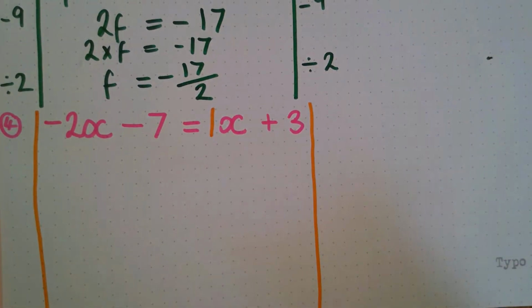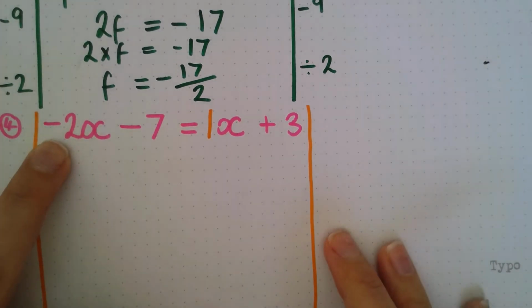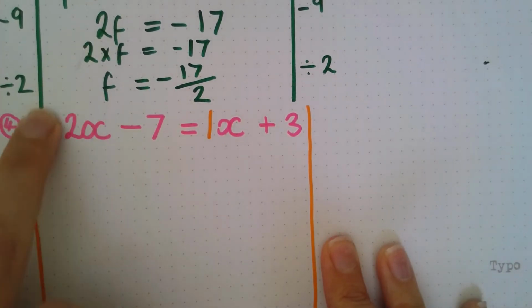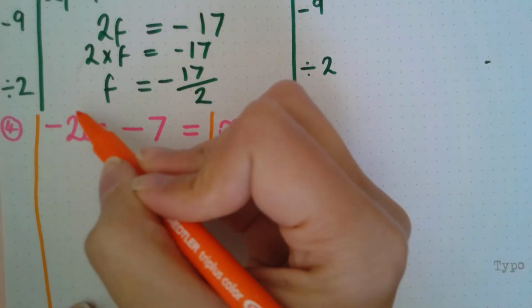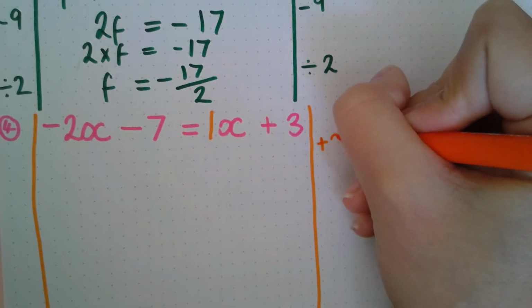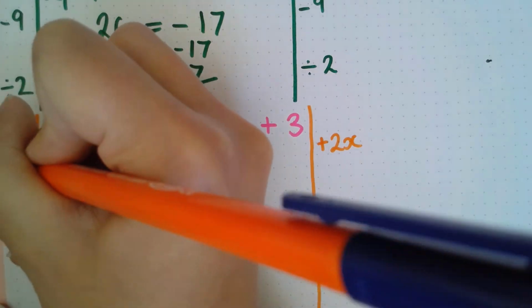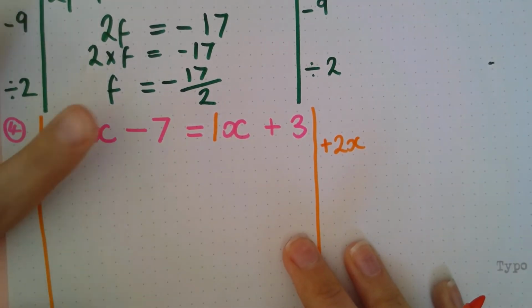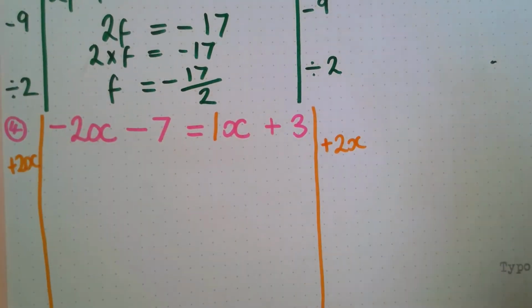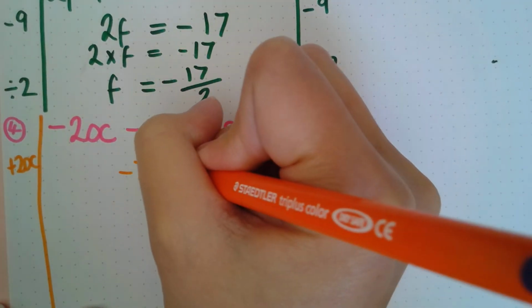So we look at the number of x's, that's negative 2, and that's 1. So negative 2x's is obviously less. So opposite of take 2x is add 2x. Both sides, what you do to one, you do to the other. Take 2x, add 2x, they disappear, so you're just left with negative 7.